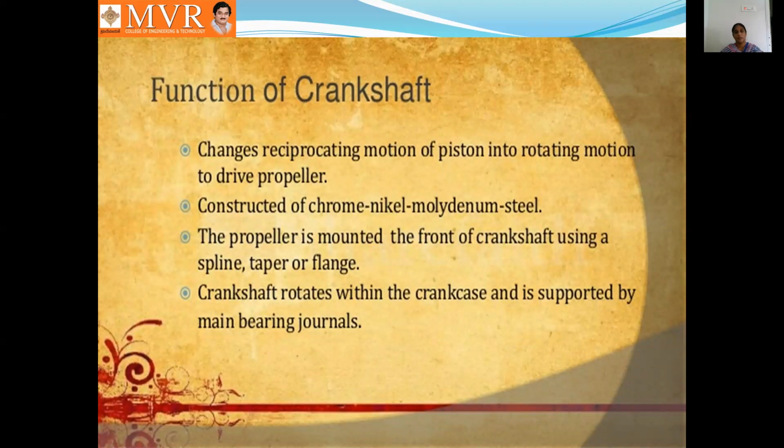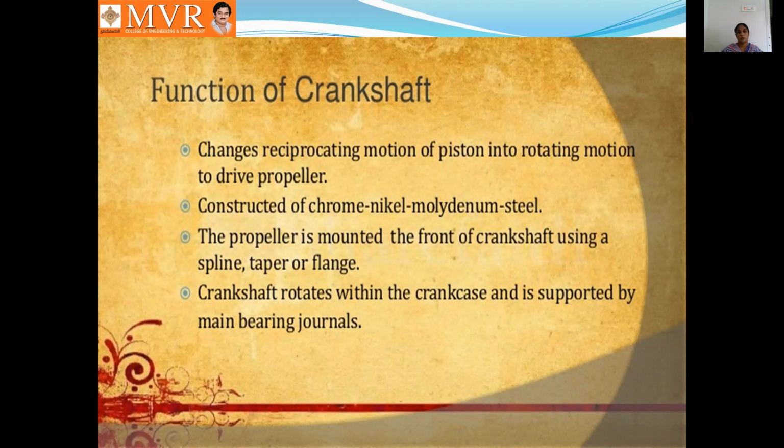Function of the crankshaft: it changes the reciprocating motion of the piston into rotary motion. It is constructed of chrome, nickel, molybdenum, and steel.